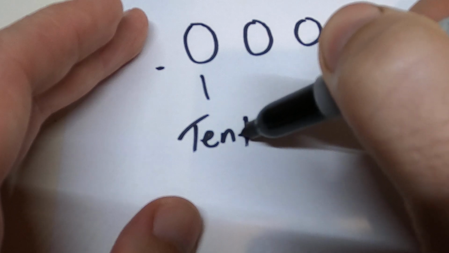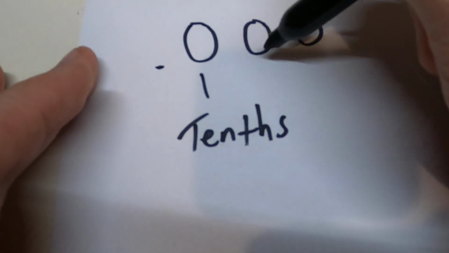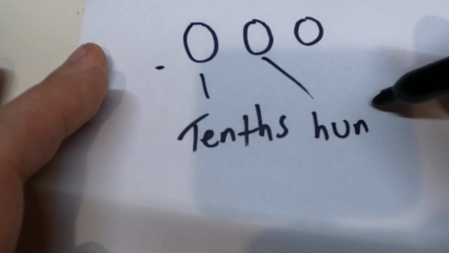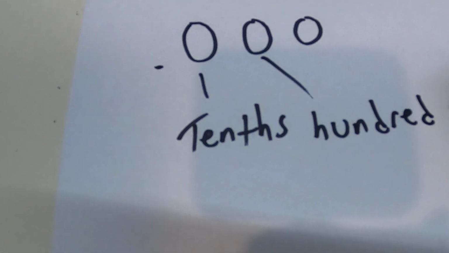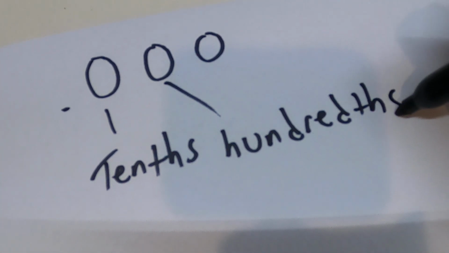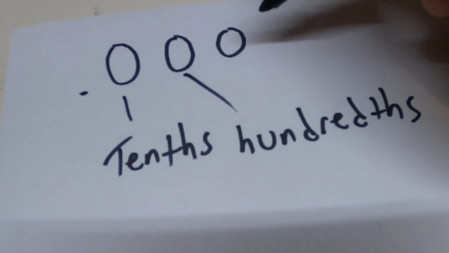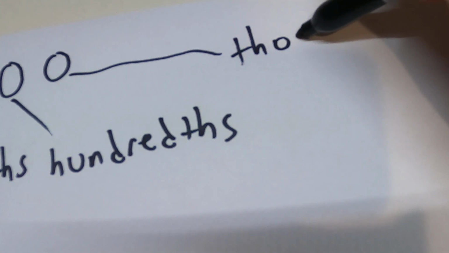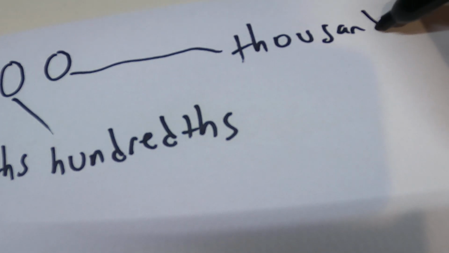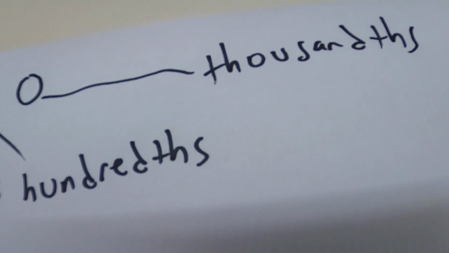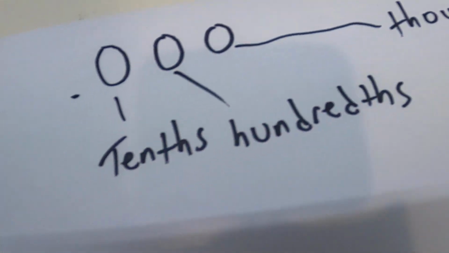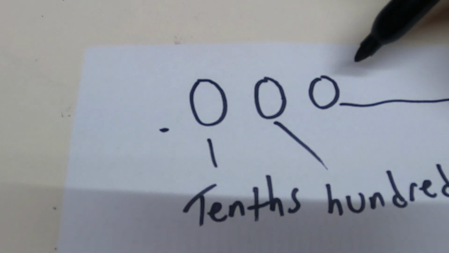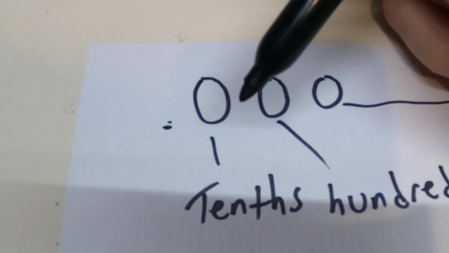this is going to be our tenths place. Our second digit here is going to be our hundredths place. And our last digit here is going to be our thousandths place. Not sure if I spelled that right, but close enough. So remember, tenths, hundredths, thousandths to the right of the decimal.